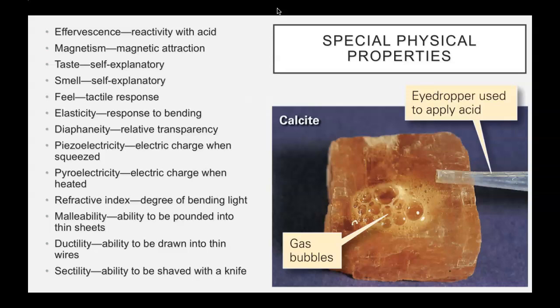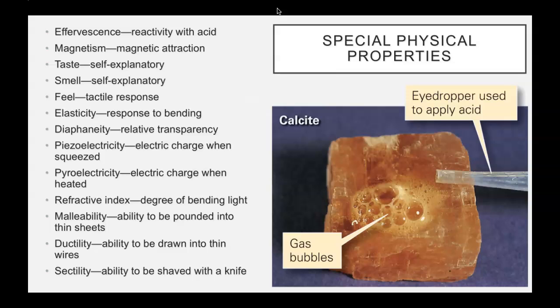Minerals can be magnetic. Minerals can taste different ways. Halite is one; in the olden days, we could taste a mineral. We don't do that anymore. It tastes like salt. You might want to do that in the field, but maybe not in the lab. Some minerals can smell funky, like sulfur minerals. Some minerals feel weird, so you can get a weird tactile response to them. They may be able to bend, like a mica can bend. And there's a whole list there of other physical properties you can test for a mineral.